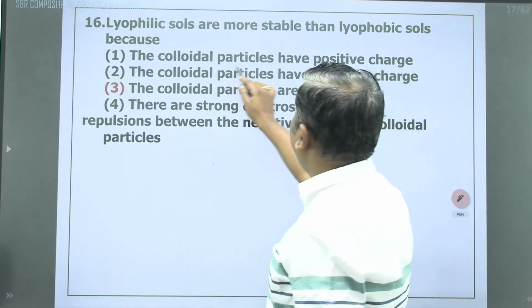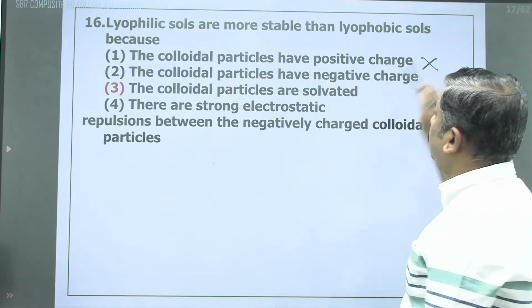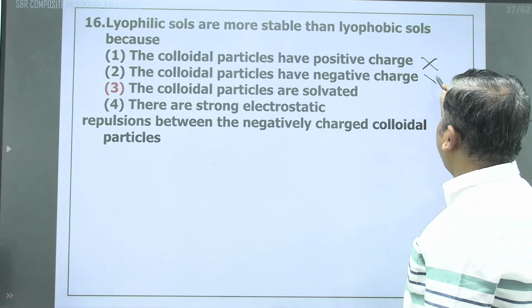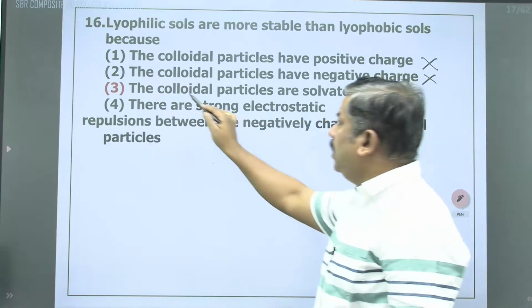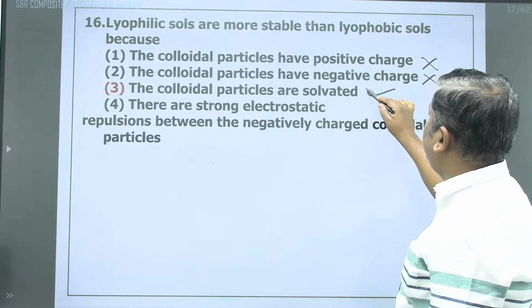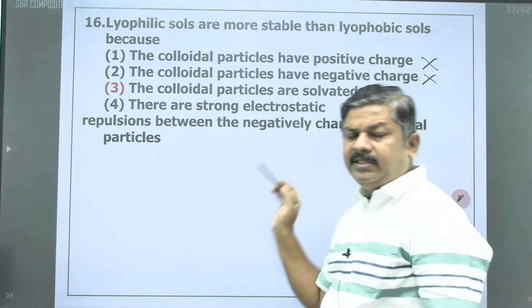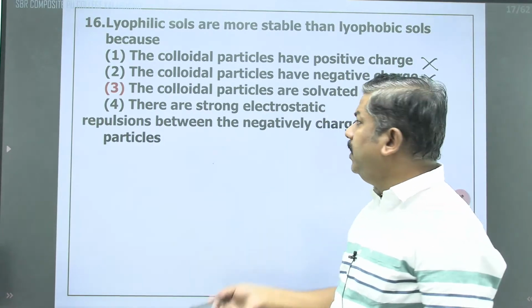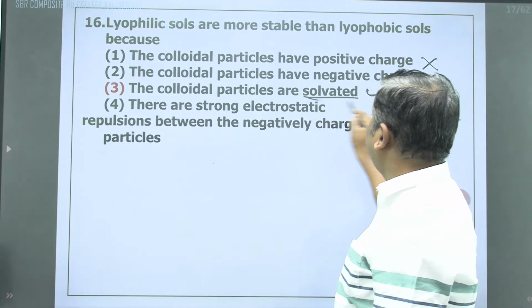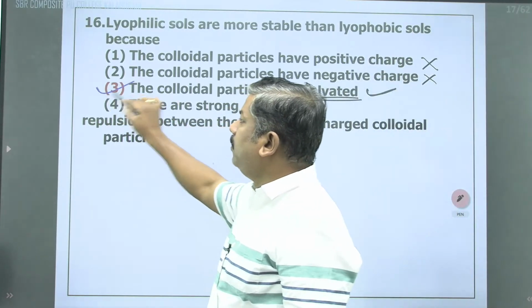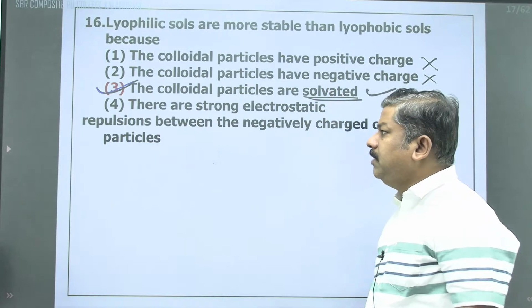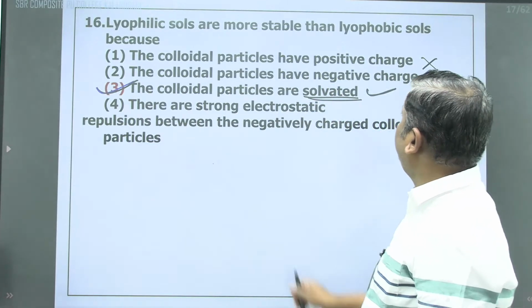So first one, colloidal particles of positive charge. This is found to be incorrect. Particles are having negative charge. This is found to be incorrect. Colloidal particles are solvated. Just now I told these particles of the colloids are heavily hydrated, heavily solvated. They undergo the process of hydration easily. Due to that reason, lyophilic colloids are found to be more stable when compared to lyophobic colloids.